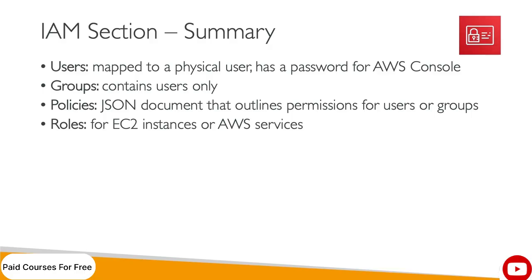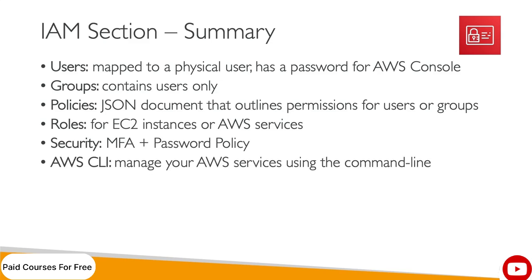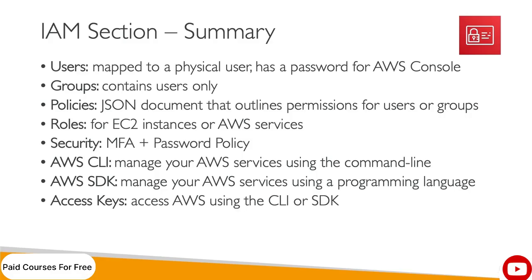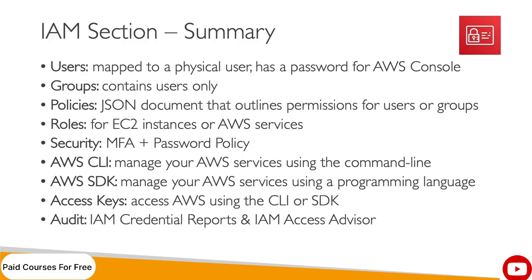We've seen that for security, we can enable multi-factor authentication, so MFA, and also set a password policy for our users. We can use the CLI to manage our services using the command line, or the SDK to manage our AWS services using a programming language. Finally, we can create access keys to access AWS using the CLI or the SDK. And finally, we can audit our IAM usage by creating an IAM credentials report and also using the IAM Access Advisor service.